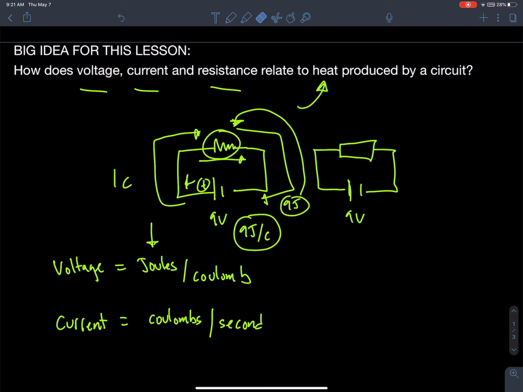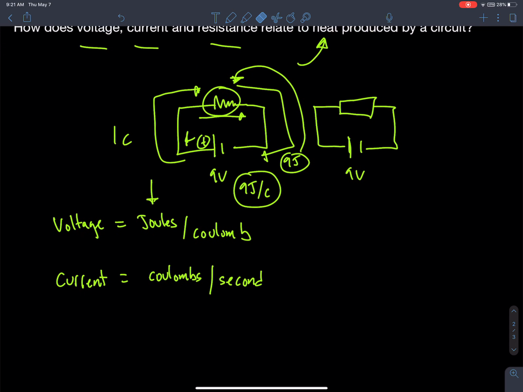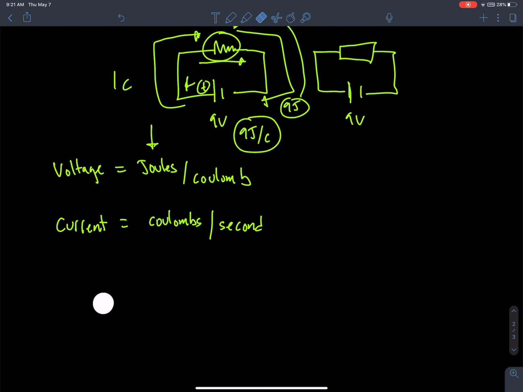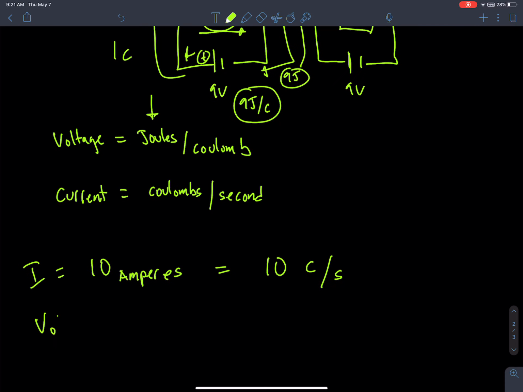So if I have a very fast current, every second, a lot of coulombs are going to be flying. It's going to be releasing energy, okay? So let's just imagine that I have a current of 10 amperes. If my current is equal to 10 amperes, that means I have 10 coulombs per second flying through that circuit. And if my voltage is 9 volts, how many joules of energy are flying per second?